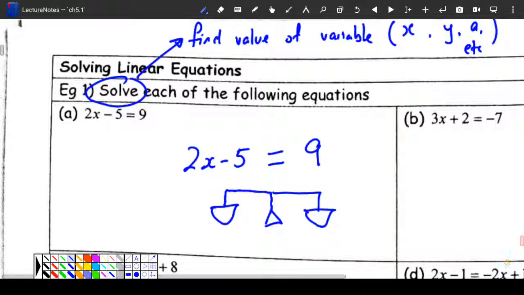Now the equal means the pivoting point, right? Means a balance beam central point. Do you understand what you're doing?